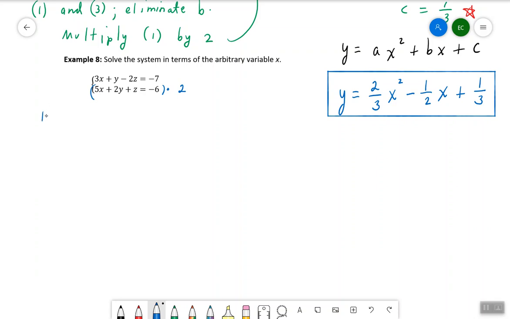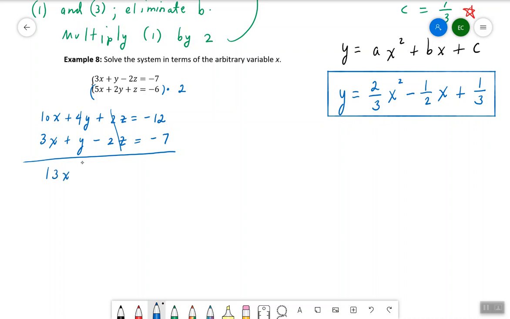And that'll get us 10x plus 4y plus 2z is equal to negative 12. And the first equation, we'll leave it alone: 3x plus y minus 2z is equal to negative 7. And so when we add those together, we have 13x plus 5y equals negative 19.